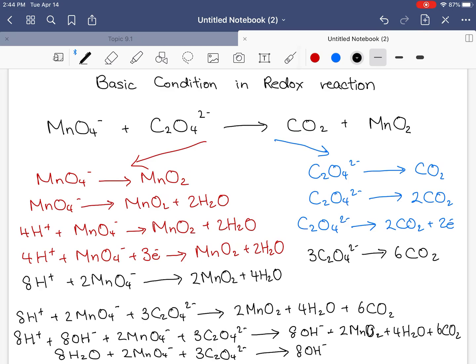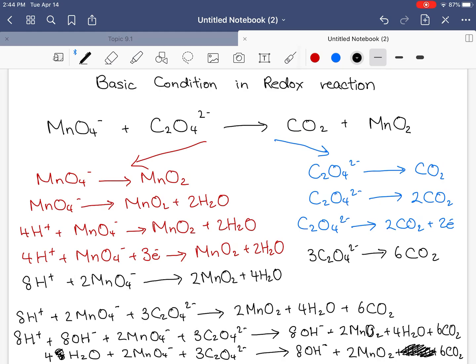All that will give you 8 OH minus, which is the remnants of basic condition, plus MnO2 plus water plus carbon dioxide. Now, take a look at this. We can make this a little nicer. We can get rid of the water. Get rid of the 4 water here. This 8 becomes a 4. Now this is the balanced redox reaction under basic conditions.